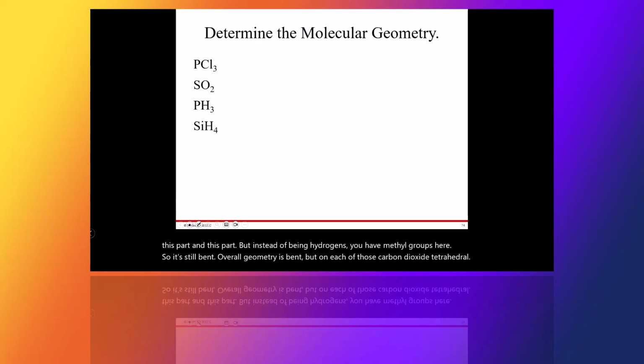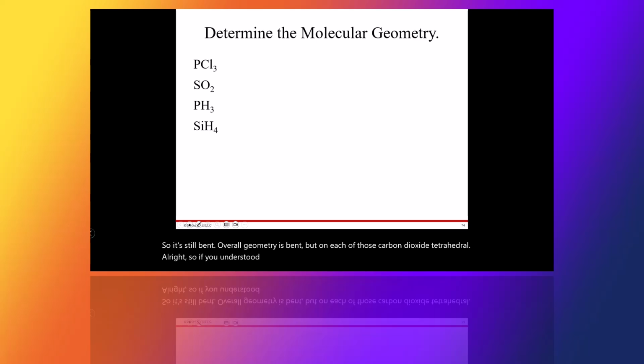All right, so if you understood everything I've said here, you should be able to do the geometries of all of these substances. Let's see if you can do it. Stop here, draw them yourself, and then I'll talk about them, and then you can see if it matches up or not.